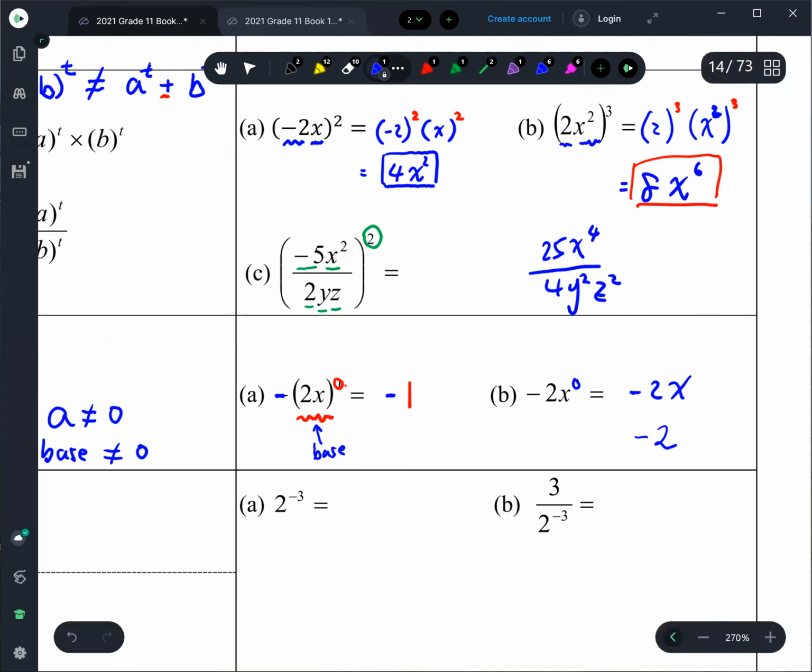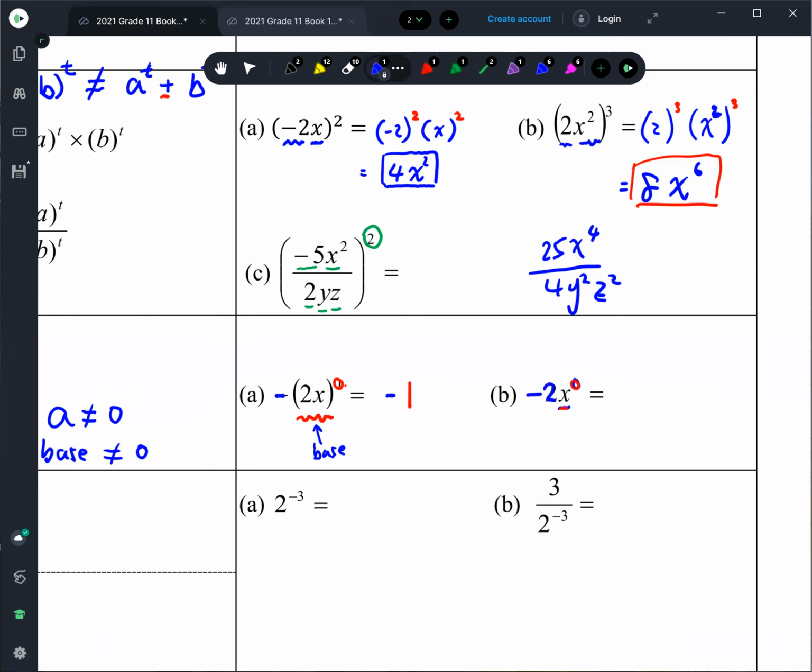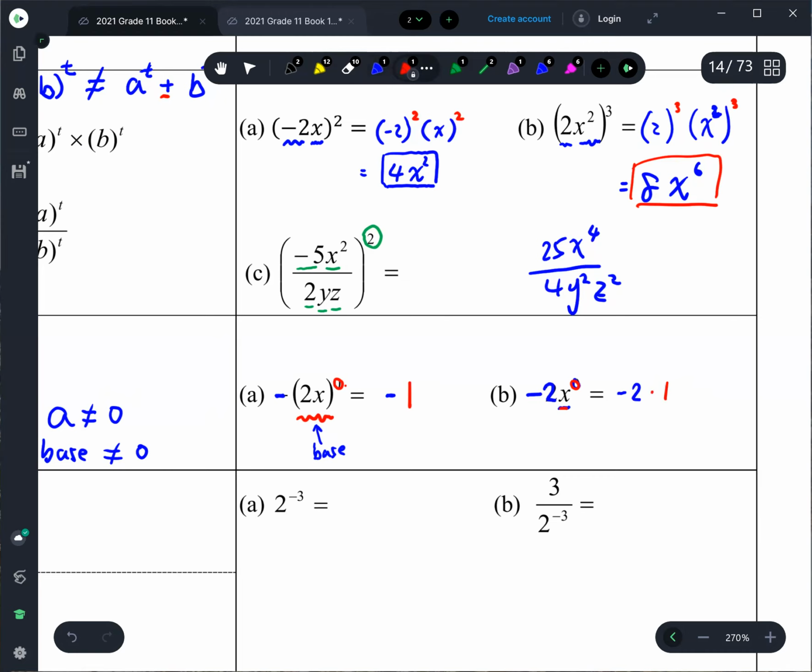But then the base for that exponent is only x. So the -2 is not attached to it, okay? So -2 is just there all the time. It won't be affected. Okay, so the steps for this one will be -2 times 1. Okay, x to the 0 will become 1. So at the end, you end up with -2.